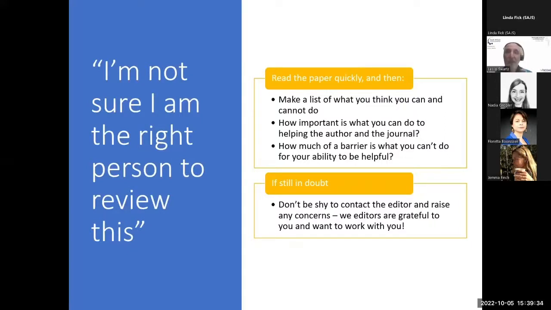And how much of a barrier is what I can't do to my ability to be helpful? If the barrier is greater, I really don't know anything about this, then I say, sorry, I can't do it. But if I'm still not sure, then I'll write to the editor. As an editor, I always welcome questions like this and say, look, I think I can be helpful in this way, but I don't think I can be helpful in that way. Then the editor can say, well, go ahead, or we'll approach somebody else. We're grateful that you're engaging with us as journals, and we want to work with you.